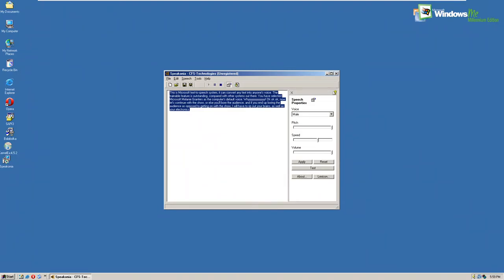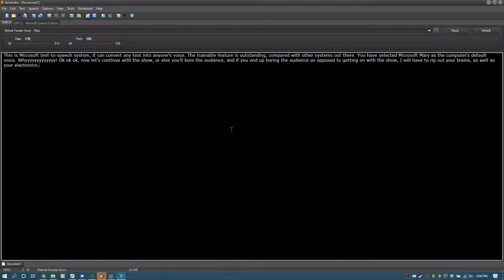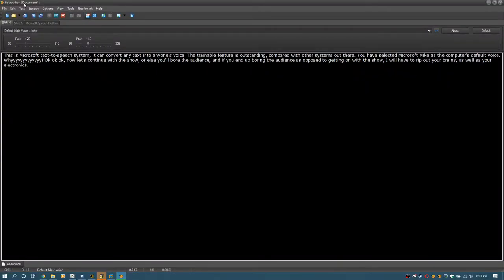This is Microsoft text-to-speech system. It can convert any text into anyone's voice. The trainable feature is outstanding, compared with other systems out there. You have selected Microsoft Melanie Granfors as the computer's default voice. Why? Okay, now let's continue with the show, or else you'll bore the audience, and if you end up boring the audience, as opposed to getting on with the show, I will have to rip out your brains, as well as your electronics.